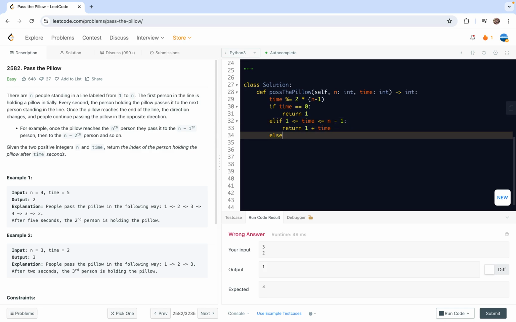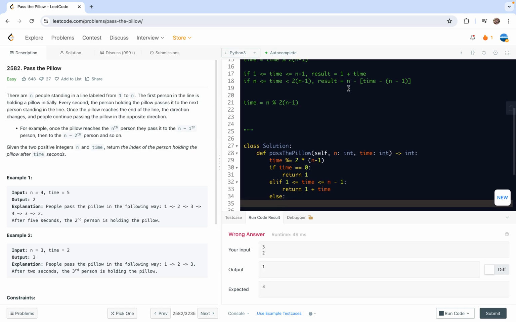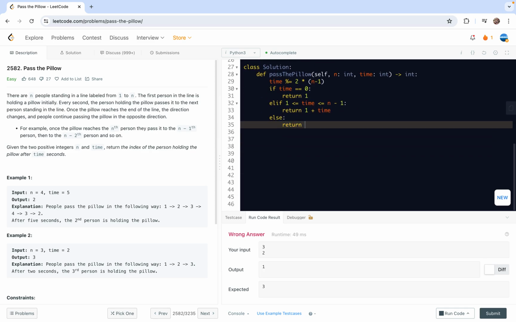In all the other cases, because the remainder will be between 0 and 2 times n minus 1 minus 1, it will be something like this: 2 times n minus 1 minus temp. Return 2 times n minus 1 minus temp. Let's check that. Run the code. It passes the example.